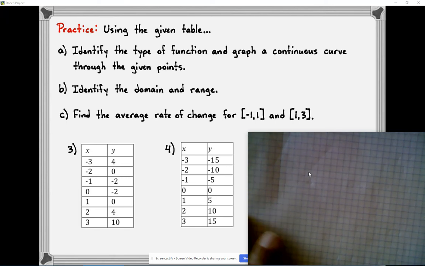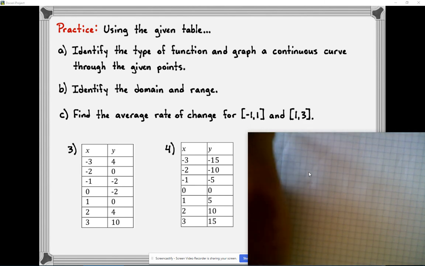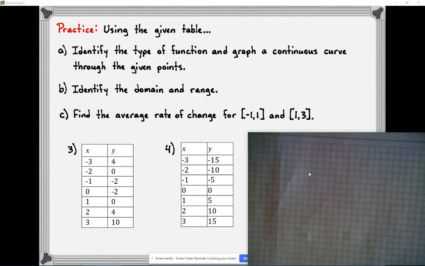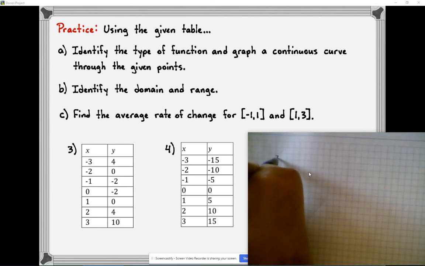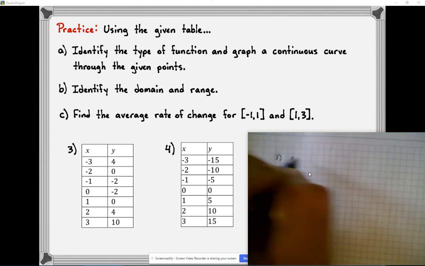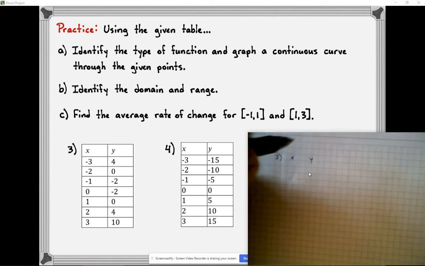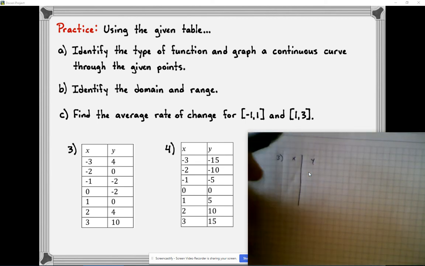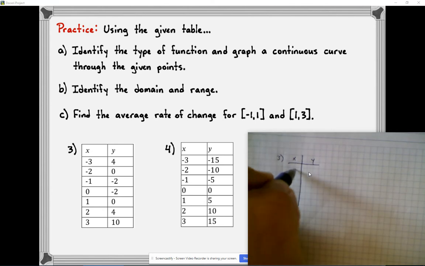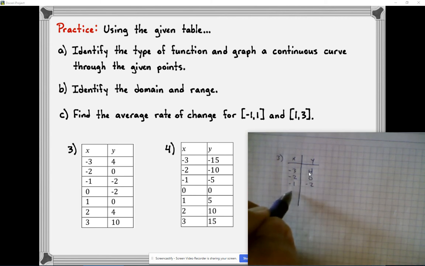So go ahead and pause the video, see what you come up with, and then come back and see how you did. For number 3, let's find my bearing here. For number 3, we have a set of data from, let's see what we have here: negative 3, 4; negative 2, 0; negative 1, negative 2; 0, negative 2; 1, 0; 2, 4; and 3, 10.